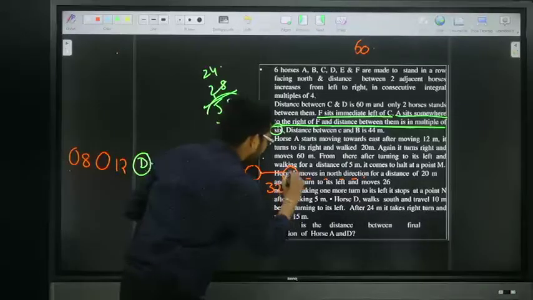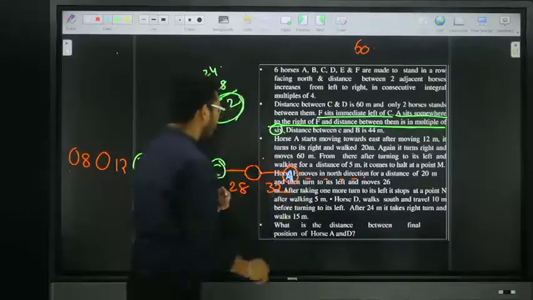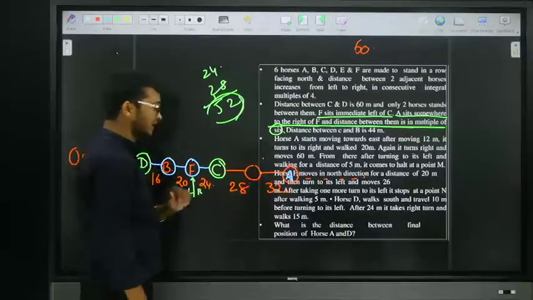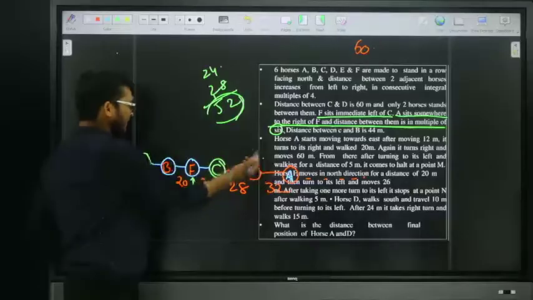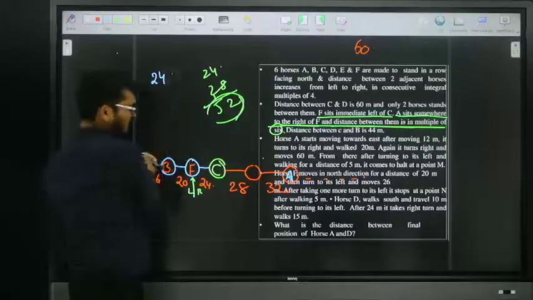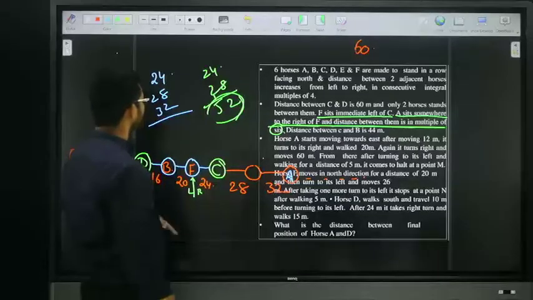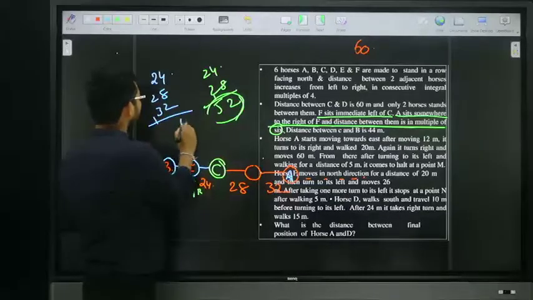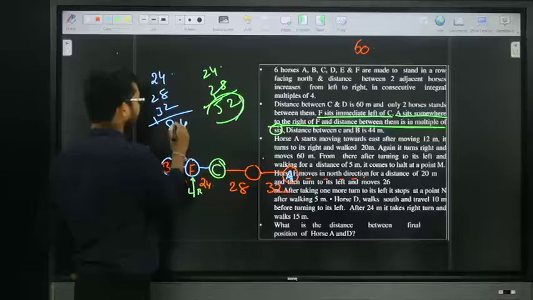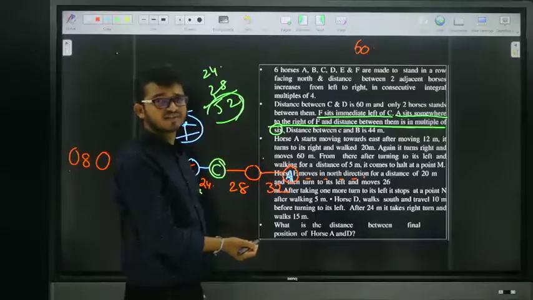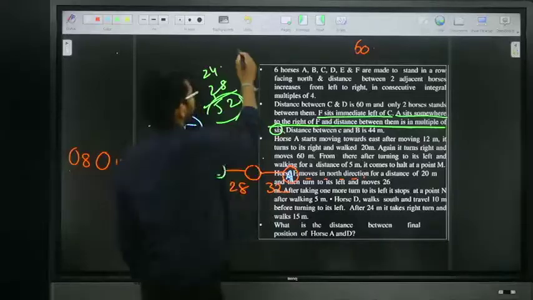Now suppose I take A here. Check the distance between F and A. Friends, the distance between F and A is what? See here: 24, next 28, next 32. Now friends, total is what? 10, next 14, next 6, total 84. Friends, here 84 is a multiple of 6. Yes or no?